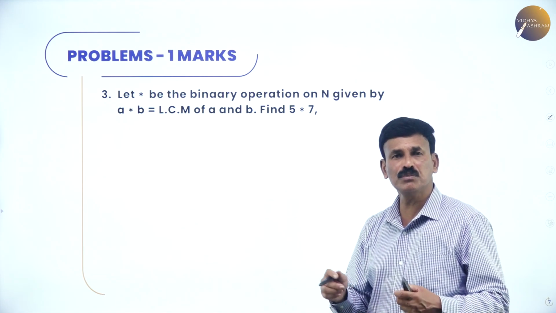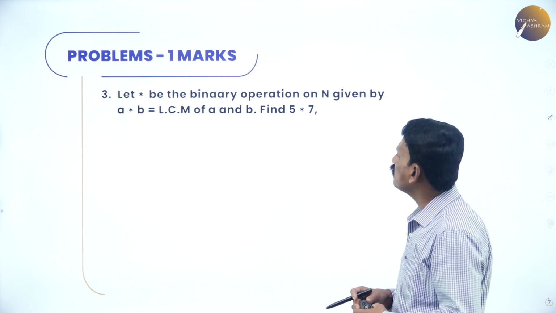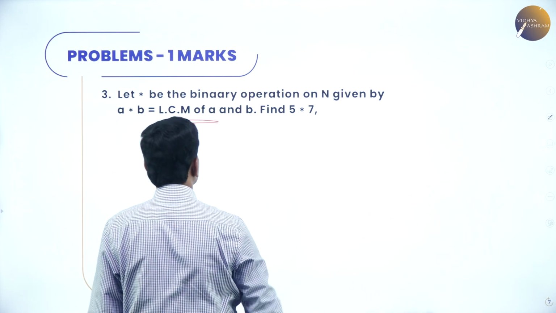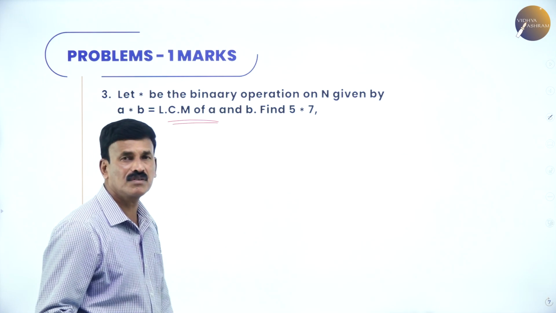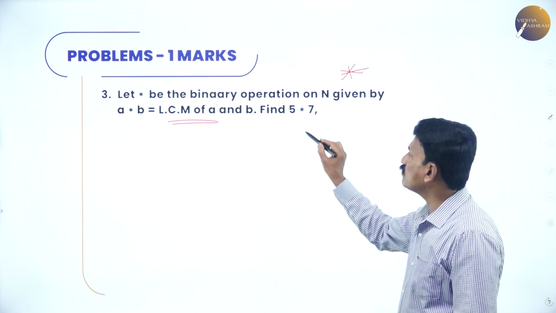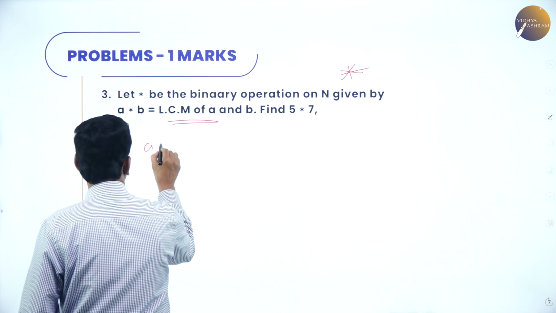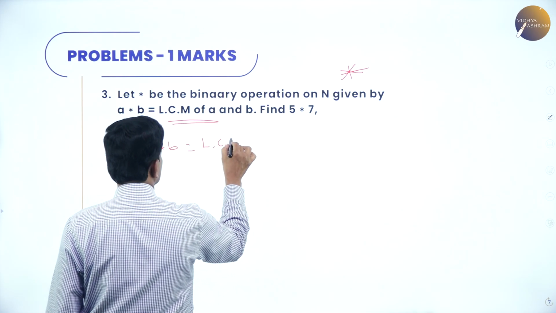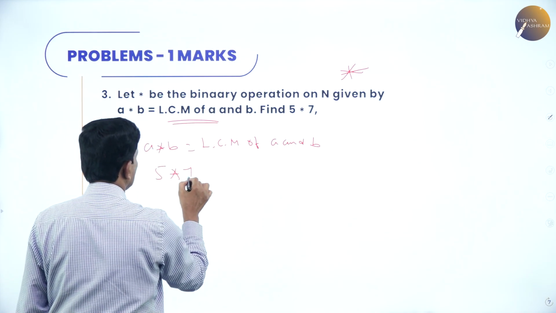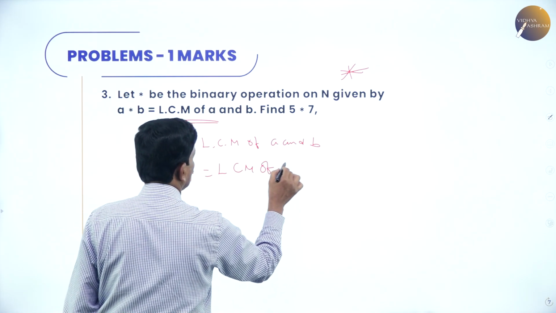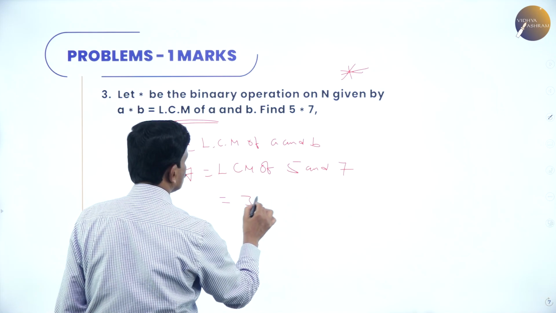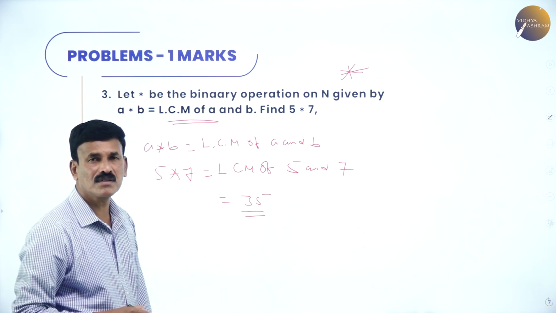In the binary operation, you may expect this type of question. Let star be a binary operation on N given by a star b is equal to LCM of a and b. Find 5 star 7. Very important problem for 1 mark. So a star b is defined by LCM of a and b. Now then what is 5 star 7? 5 star 7 is equal to LCM of 5 and 7, which is equal to 35. That's it.